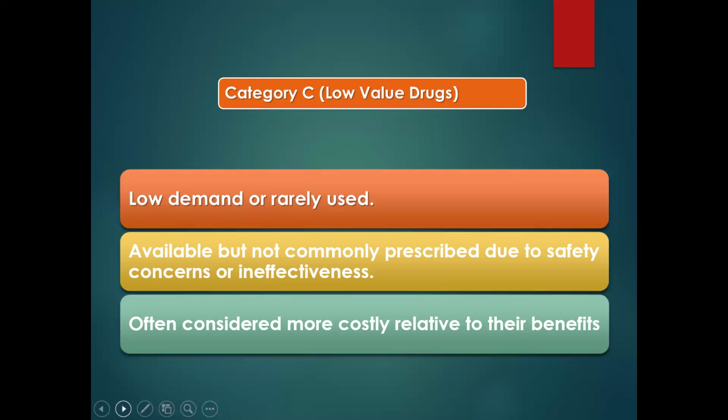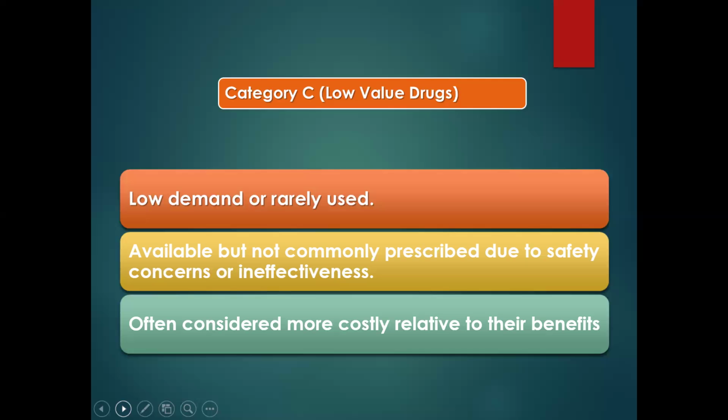So these are where drugs are categorized according to ABC analysis, so that when you are selecting, you select from category A, you select from category B, you select from category C, for you to have a good capture of the drugs that meet the healthcare demands of that population.